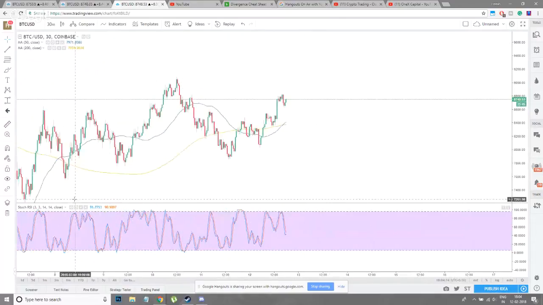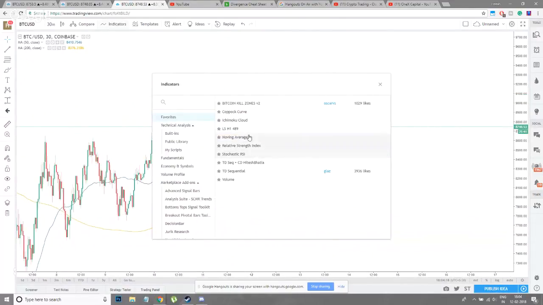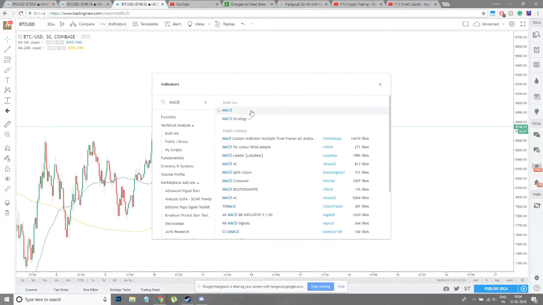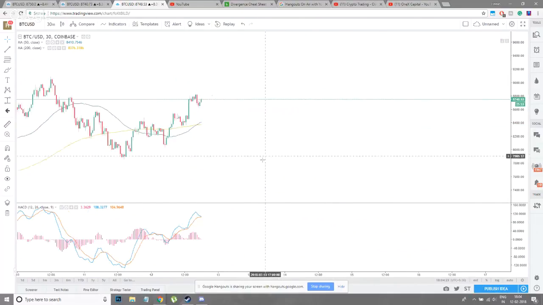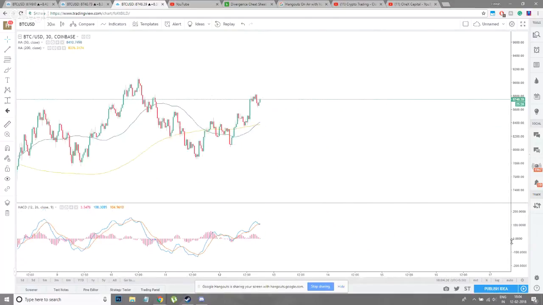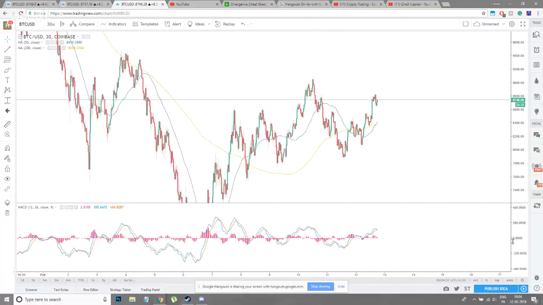Yeah, that's it for the stock RSI. Now we move on to the MACD. I don't have it favorited because typically I don't use the MACD as much. The MACD itself is very similar to the stock RSI in terms of its moving averages. The only way it differs is that the MACD does not have a higher or lower bound.